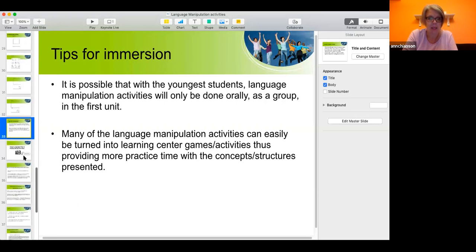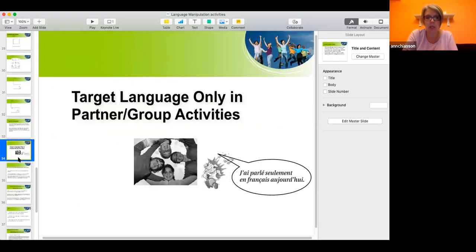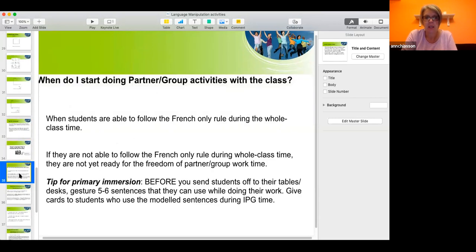Okay, let's go into target language only. Bon. So partner group activities, they begin in the core French classroom when students are able to respect the French only rule for the entire class. Now, the entire class time.